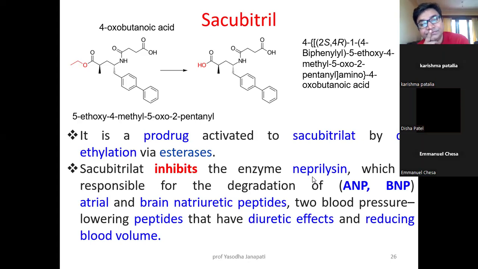Yes, sir. Give some of the ACE inhibitors used in this. We have the prils, so captopril, enalapril, perindopril. What is the effect of these drugs on potassium levels?